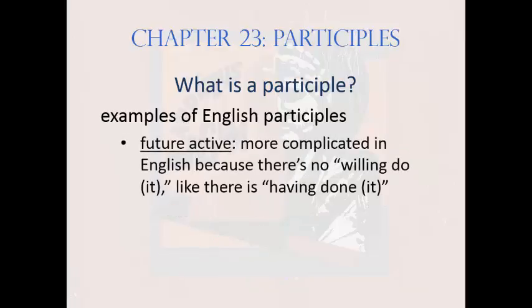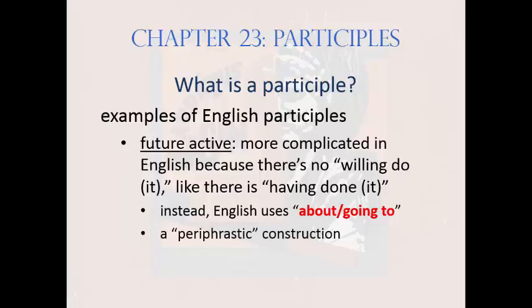Besides present and past, participles can be future tense as well, though they're not as simple to form, because the normal future tense marker in English, will, cannot be used with participles. Where we can add having to a verb form to create a perfect participle, like having done it, we can't do the same with will. Willing do it? Instead, we have to say about to do it, or going to do it.